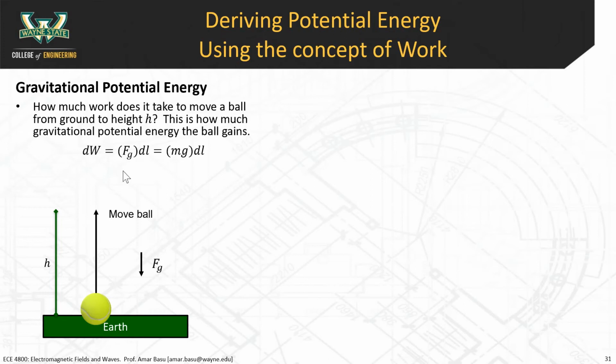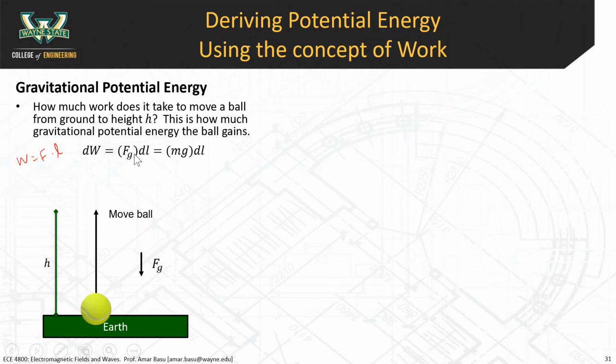All right, so the differential work, dW we call, we have this definition of work that you saw earlier, which is just work is equal to force times the length. The differential work, dW, is equal to the force times the differential length. So imagine the ball moving through a small incremental distance dl, and the amount of work that's done in moving the ball through that tiny distance is equal to Fg times dl.